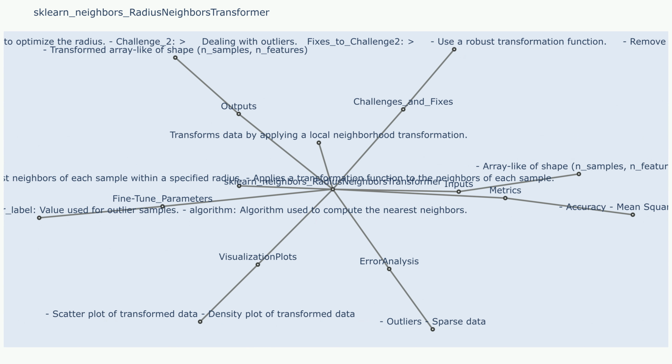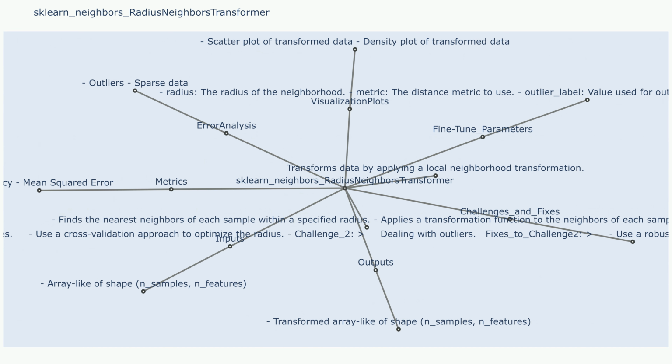Fixes to challenge 1. Consider using a different distance metric that is more appropriate for sparse data, such as the Jaccard distance. Experiment with different radius values to find an appropriate balance between finding enough neighbors and avoiding overfitting.